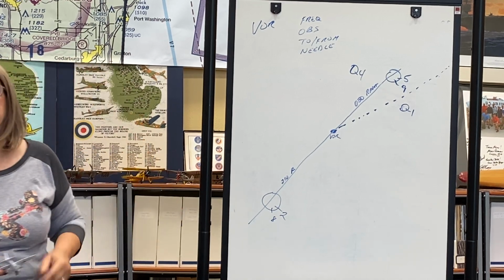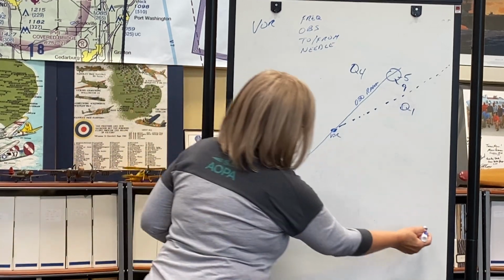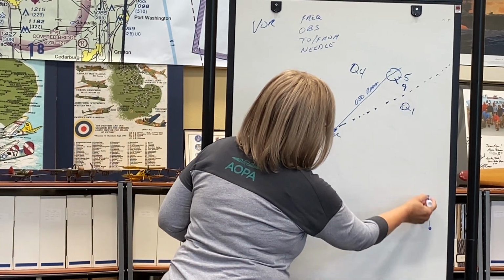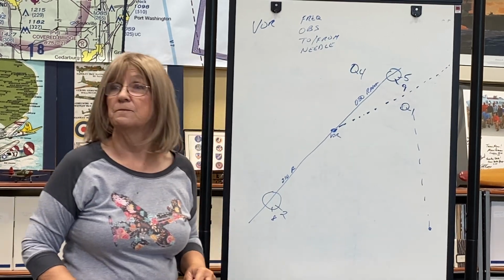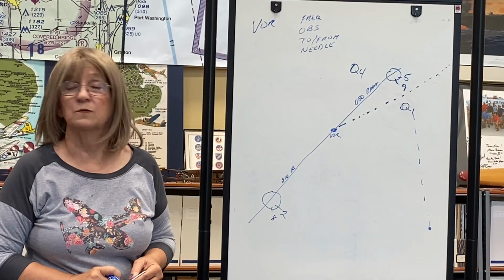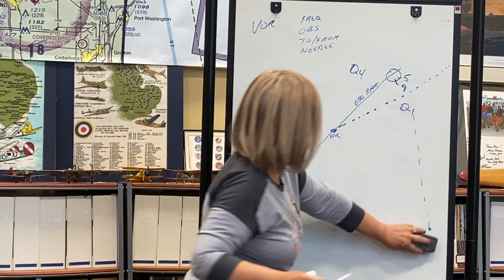Doesn't really matter. Now, what I would do is I would use another VOR and get a radial, and then I could know precisely where I was. Triangulation. But for this purpose, I only have one VOR.